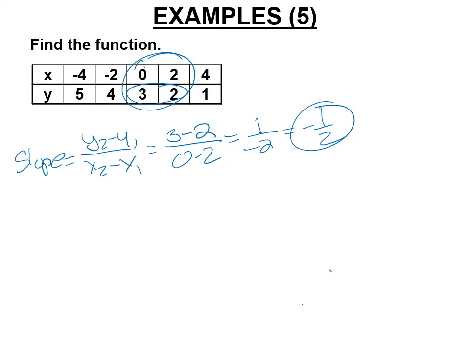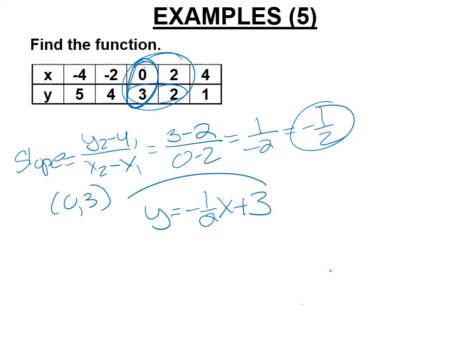What's the y-intercept? It's where x equals 0, (0, 3). So what's the slope? Well, what's the function? y equals negative 1/2 x plus 3. By the way, make sure, some people forget the x, right? It's y equals mx, right? This is the form: y equals mx plus b.